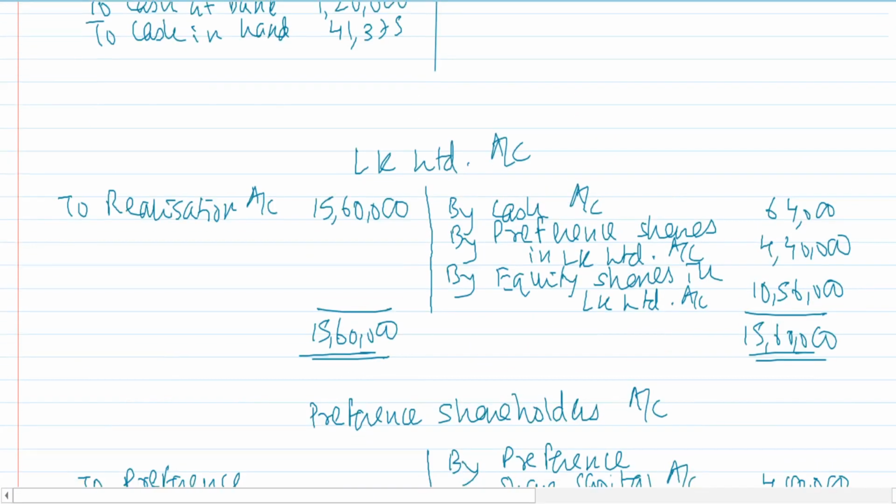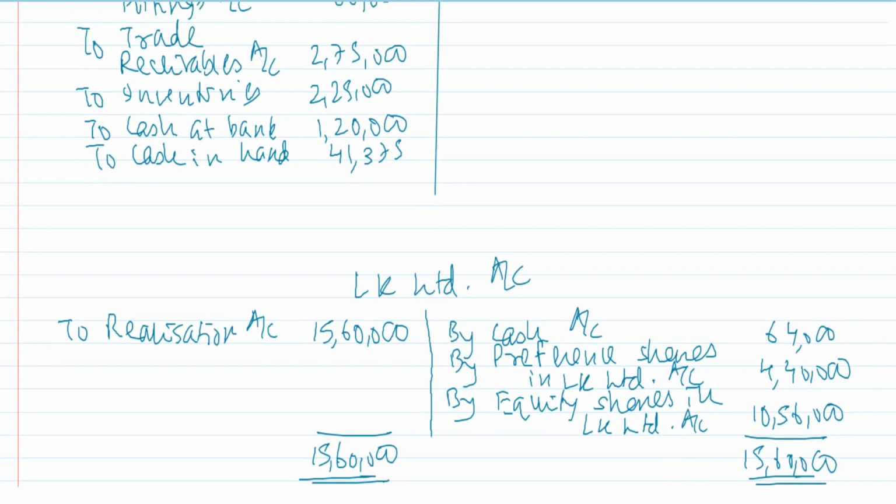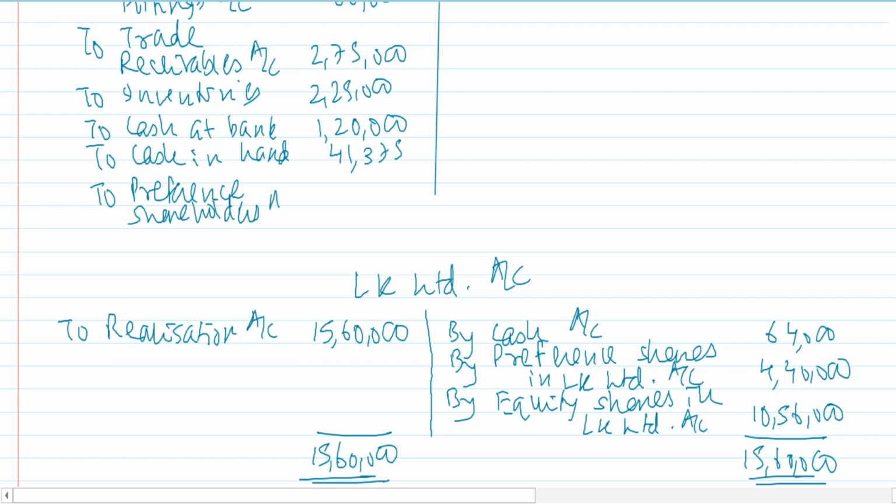This 40,000 I'll take to the realization. So in realization, I say to preference shareholders account, this extra 40,000. Great.